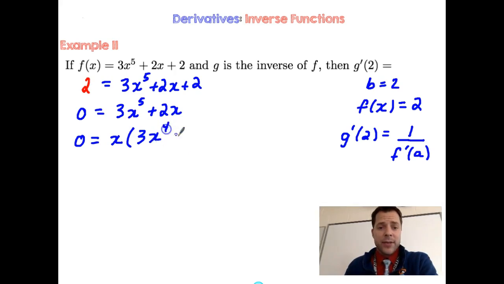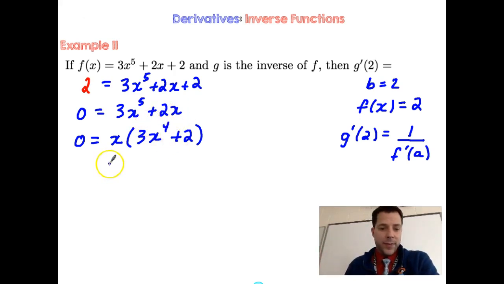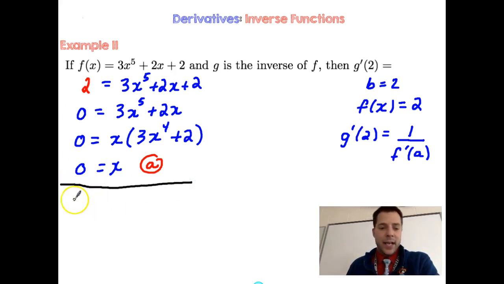So in parentheses here, we factor out the x. Two numbers whose product is 0, one of them has to be 0. Hey, guess what? 3x to the 4th plus 2 is a shift up. This will never be 0. So our answer here is x equals 0. This is our a value. Okay? Let's now focus on finding f prime of x.